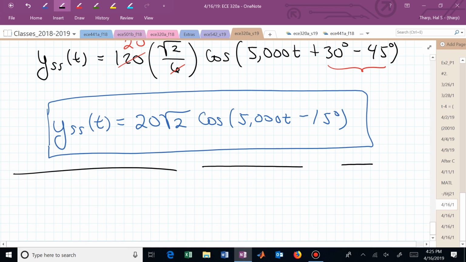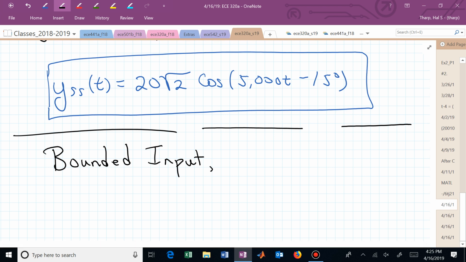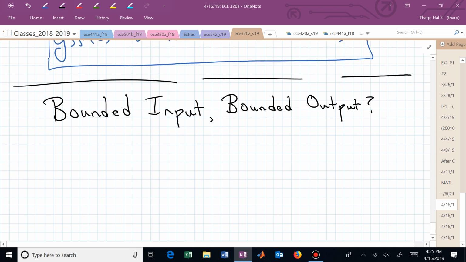Let's talk briefly about, I think I mentioned, if you give me a system, a transfer function that has any pole on the imaginary axis, I can find a bounded input that will cause an unbounded output. Where did that statement come from? So let's look at this bounded input, bounded output concept. Or if you are given a bounded input, do you have a bounded output?